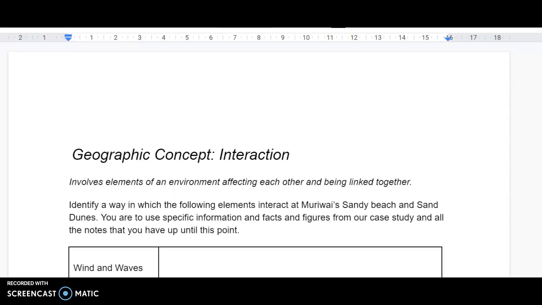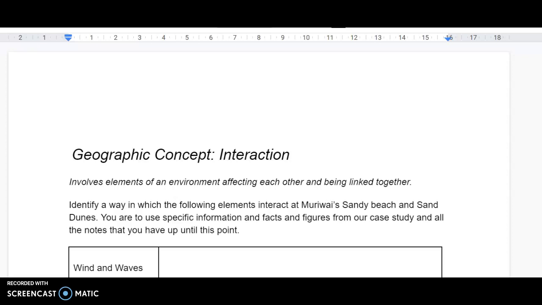Team, last week we looked at the processes that create the sandy beach and that create the sand dunes. So we're looking specifically at Muriwai Beach between Otakamiro Point and Okiritoto Stream. We looked at those processes individually. The standard is actually interacting natural processes and how they create features in our study environment.